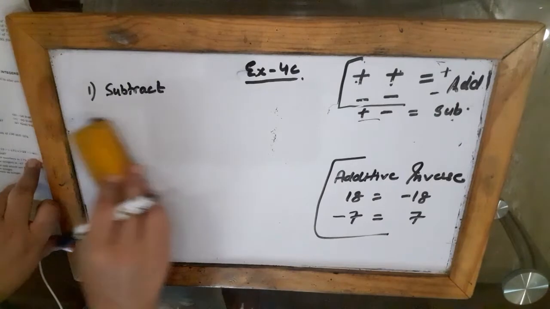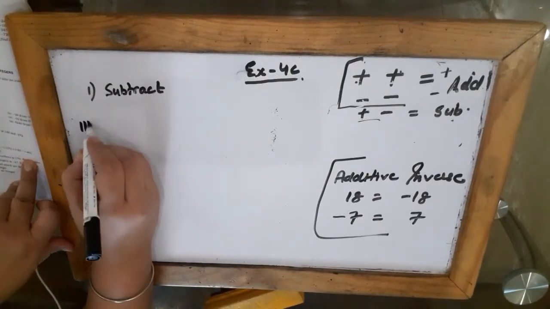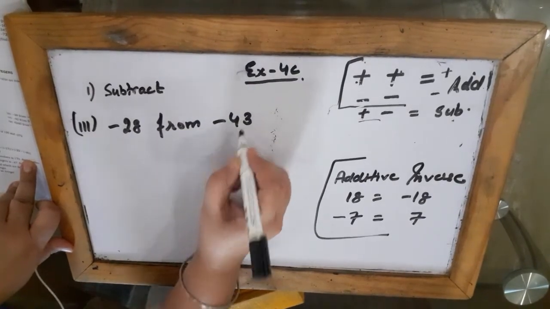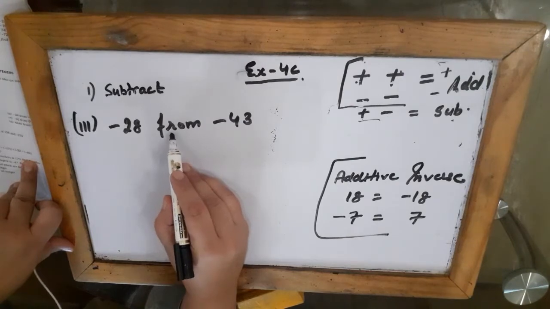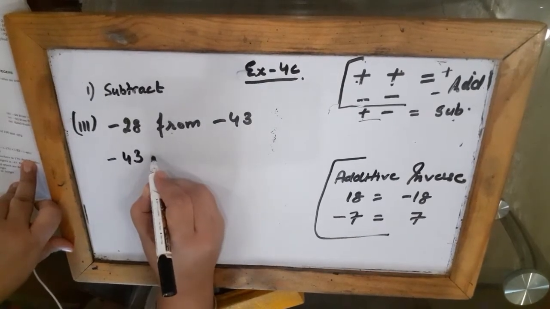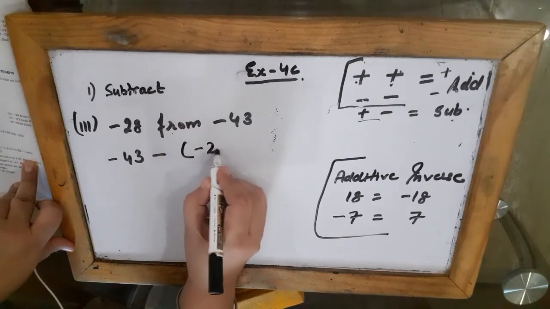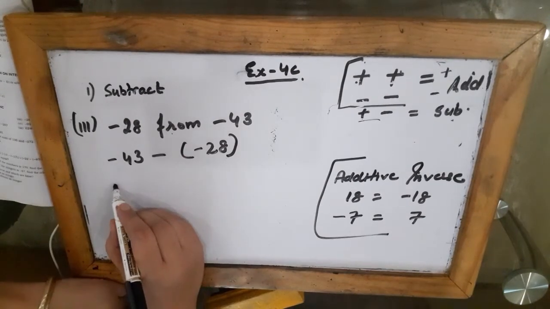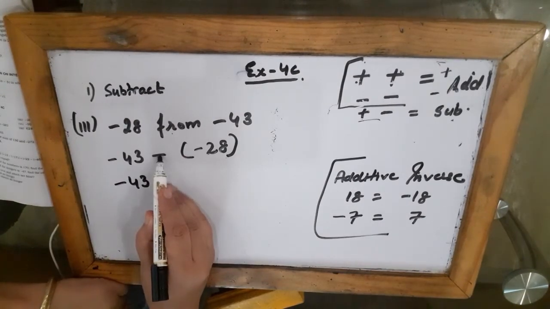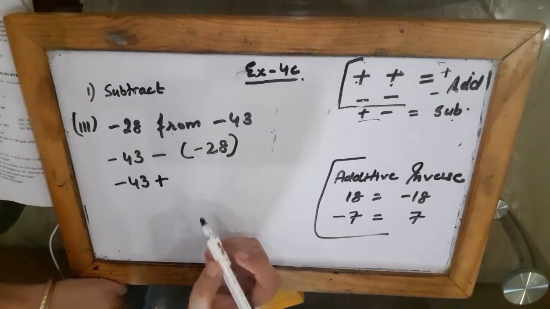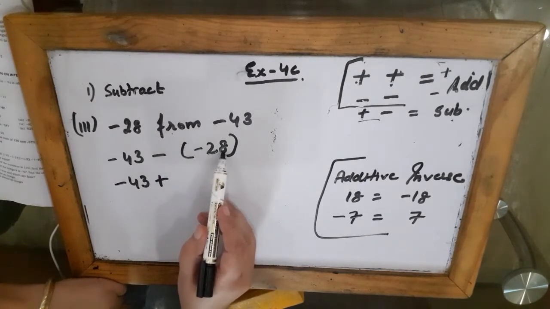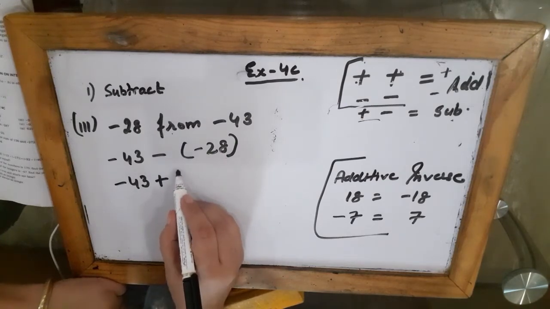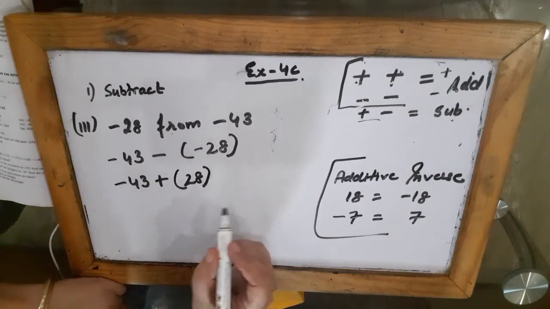Now let me come to the third part. Minus 28 from minus 43. So first of all, I'll write the sum, that from minus 43 I have to subtract minus 28. Now what did I tell you? When I have to subtract, I make two changes. First, I change this sum of subtraction into a sum of addition, and the second change is that I write the additive inverse of this. This is negative 28 and it will become a positive 28.